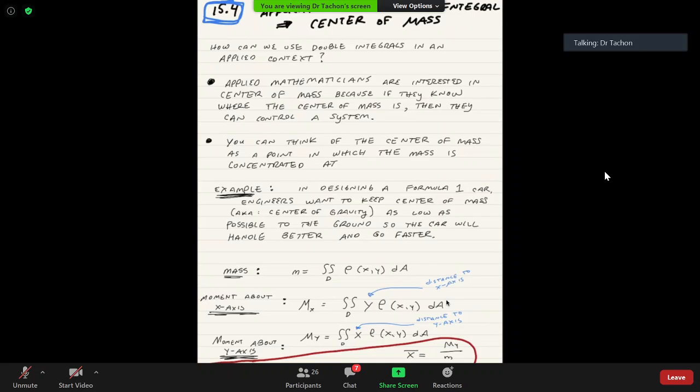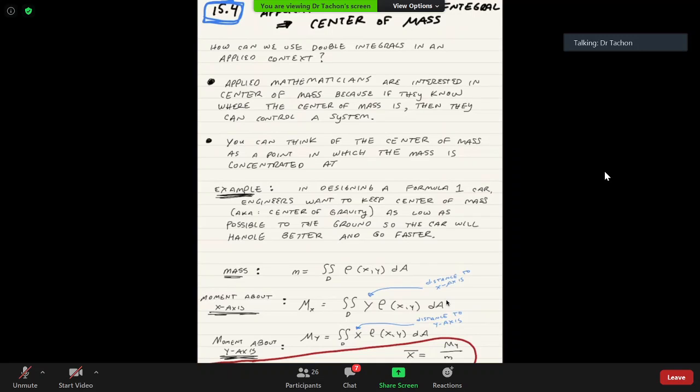All right. But let's at least do a center of mass, because I know in Calc 2 you have to cover center of mass, or hopefully you did cover center of mass. Okay. And if you did, great. And if you didn't, we'll pick it up here. Okay. So how can we use double integrals in an application? Okay, in an applied context. So where would we use double integrals in real life? Here's one place where we would use them.